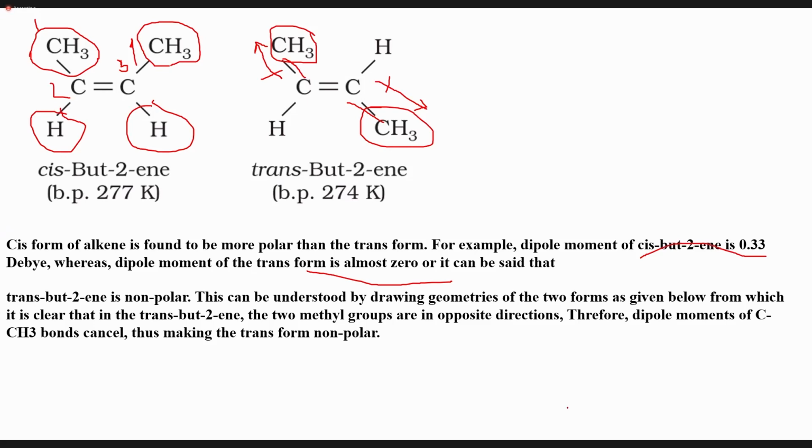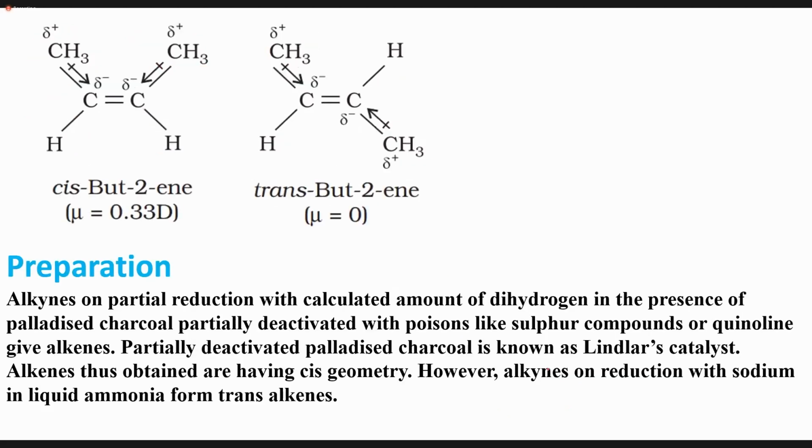This can be understood by drawing the geometrical isomers. I have taken the example picture from your textbook. Here the CH3 is delta plus, and the carbon is delta minus, suppose. The electron density is coming from the CH3 toward the carbon, so each carbon is delta minus. The dipole moment of CH3 is in this direction, and here also in this direction. In the cis case there is no cancelling out of the dipole moment, because the electron density is coming to the central carbon.